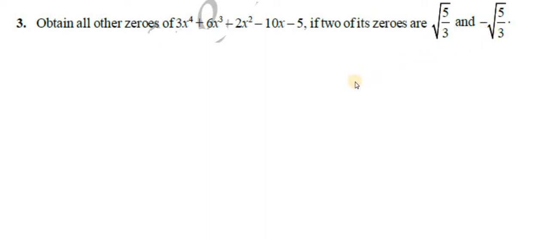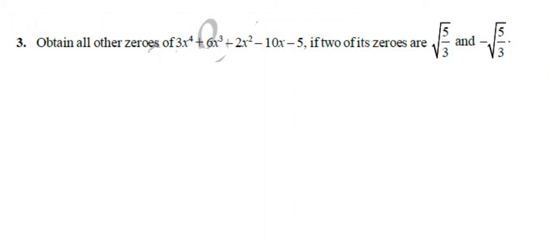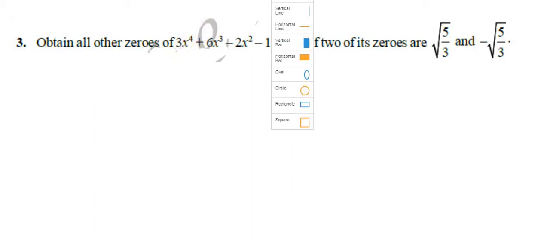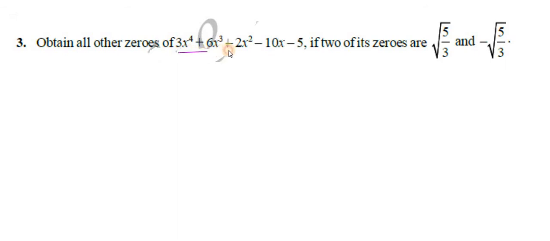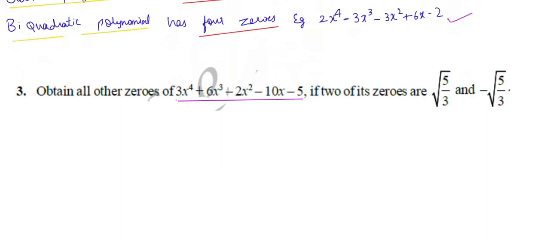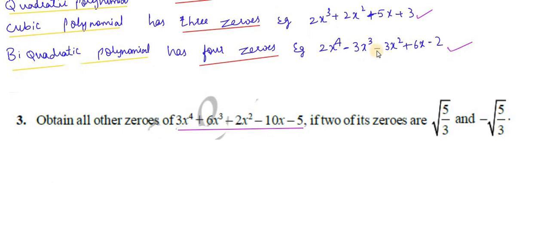Okay, what is this? Here they are telling that we need to find the zeros of this polynomial. First we should identify what type of polynomial this is. This is nothing but a biquadratic polynomial. Just now we saw how many zeros a biquadratic polynomial has: 4 zeros. So how many zeros have they given? They have already given 2 zeros. So here they are telling that we need to find the remaining 2 zeros. I hope you understood. So how to find them? Yes, we'll proceed and we'll solve this problem now.